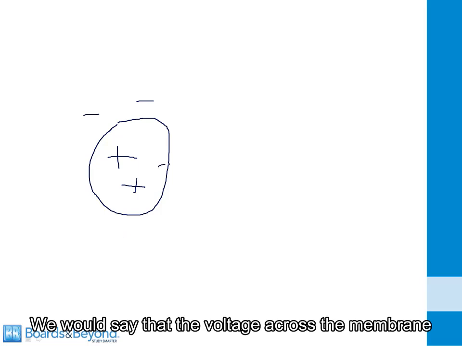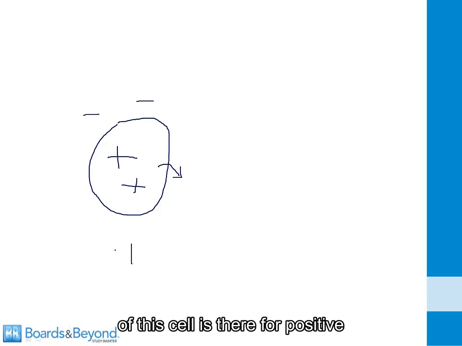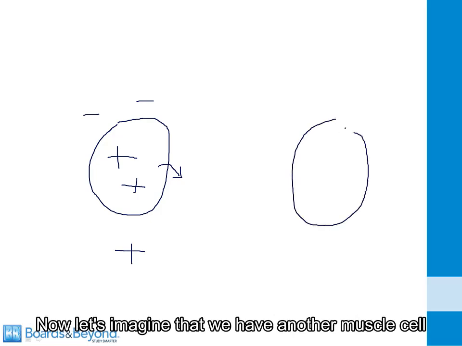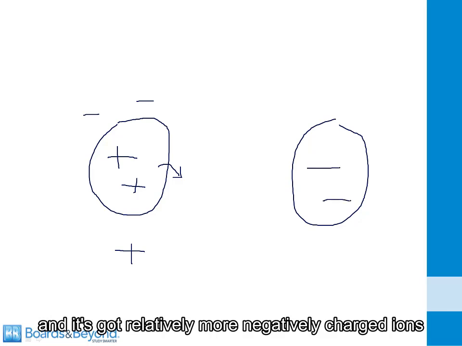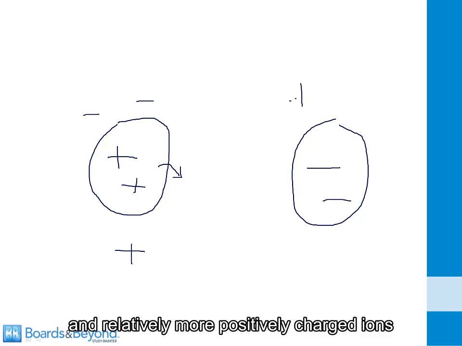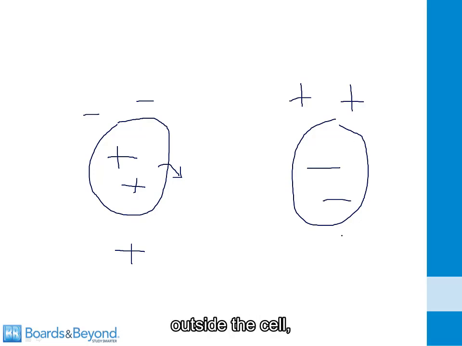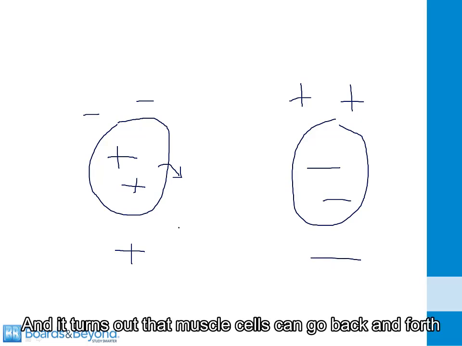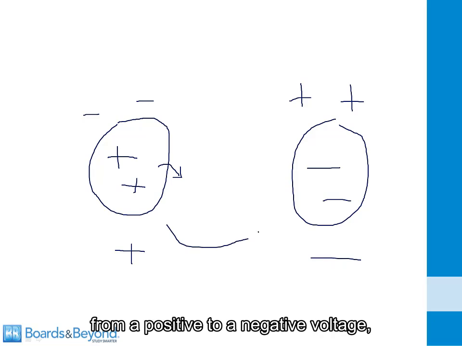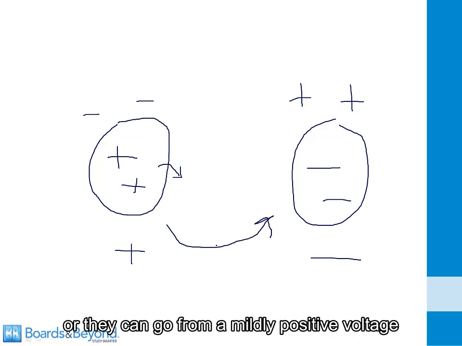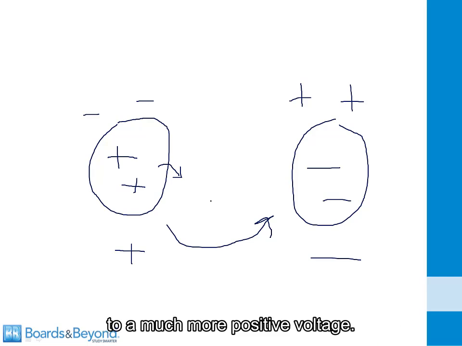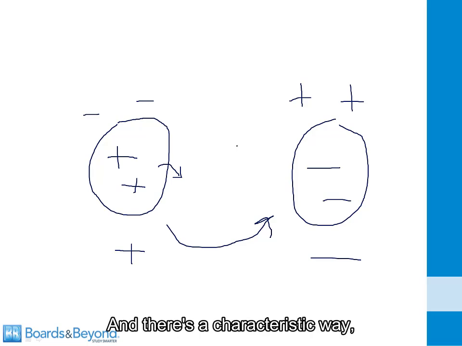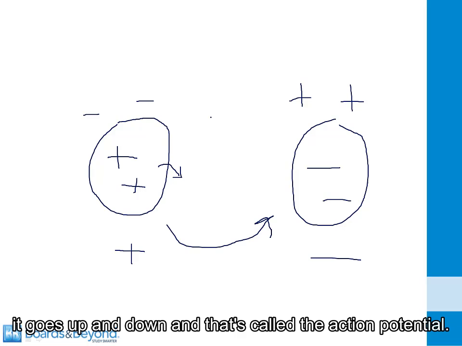We would say that the voltage across the membrane of this cell is therefore positive because there's more positive charge inside the cell. Now let's imagine that we have another muscle cell and it's got relatively more negatively charged ions inside the cell and relatively more positively charged ions outside the cell. We would say that this muscle cell has a negative membrane voltage. And it turns out that muscle cells can go back and forth from a positive to a negative voltage, or they can go from a mildly positive voltage to a much more positive voltage. In other words, the voltage across the membrane can change. And there's a characteristic way it goes up and down, and that's called the action potential.